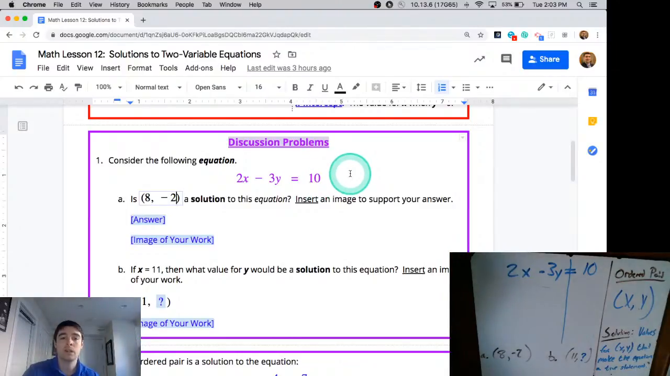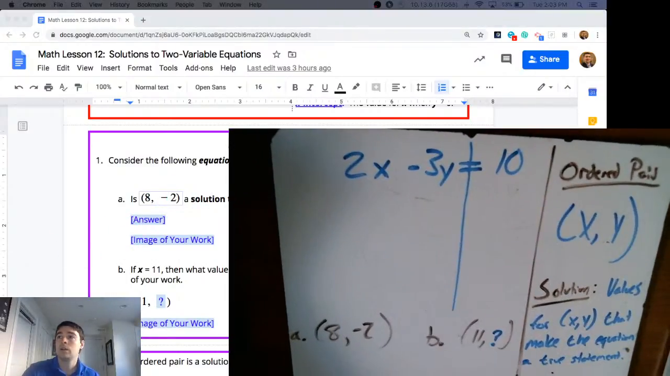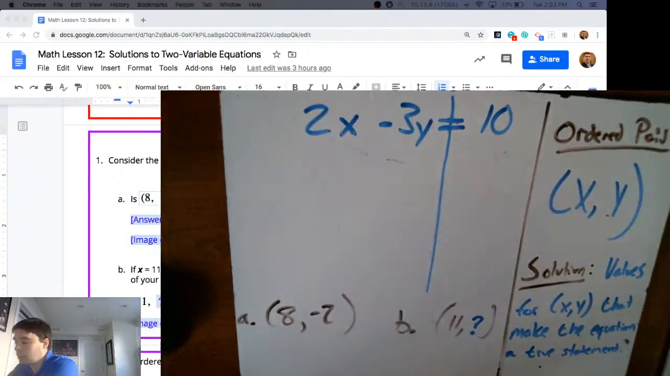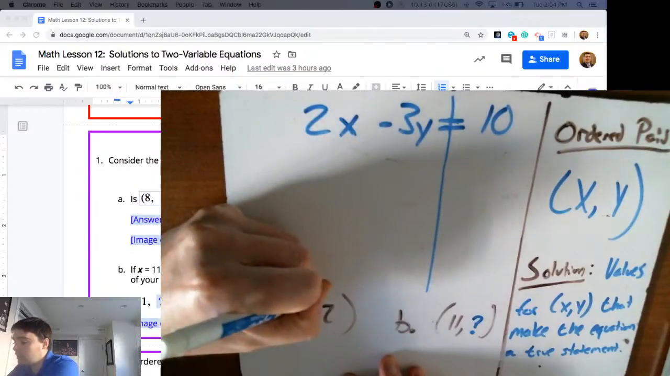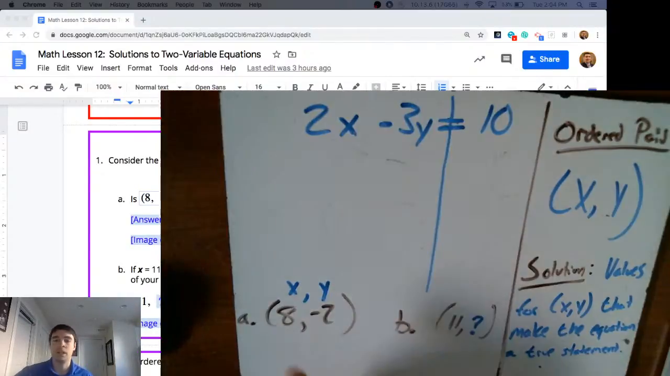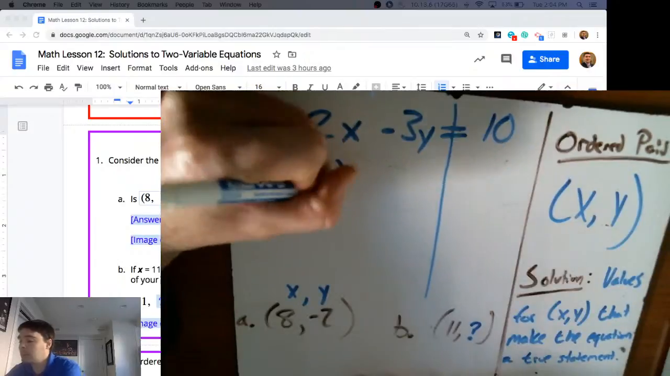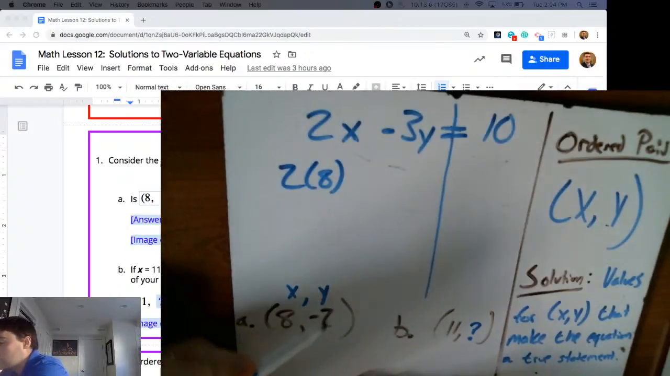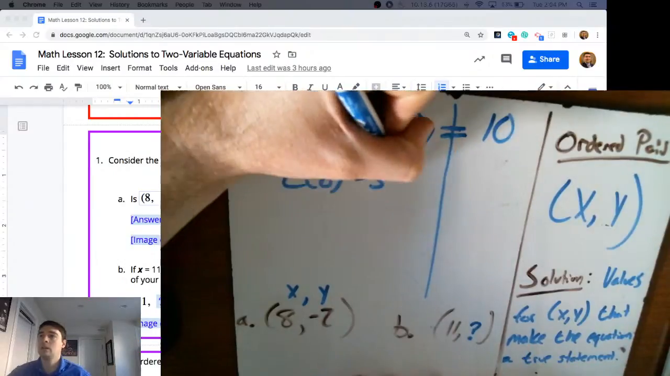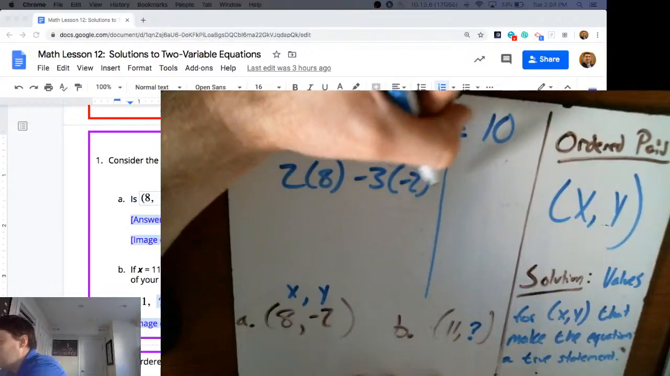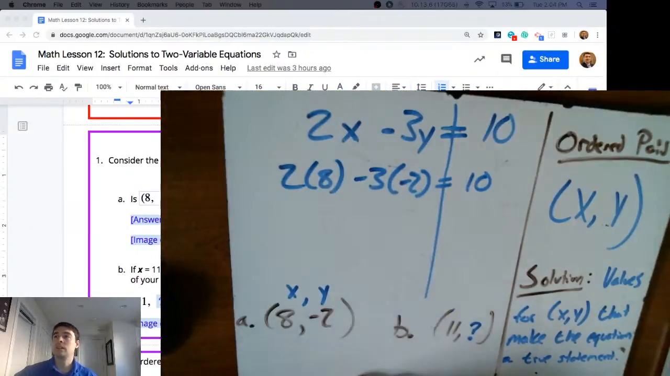The key here is to plug the 8 and the negative 2 in for x and y. For part A, they're really saying, can x take the value of 8 and y take the value of negative 2 in this equation? So I'm going to replace the x with 8. That's going to become 2 times 8. And I'm going to replace the y with negative 2. So it used to say negative 3 times y. Now it says negative 3 times negative 2. And that's still going to need to equal 10.